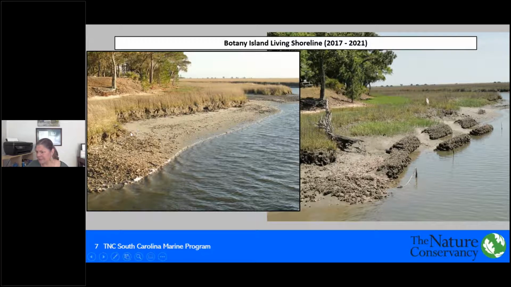And you can see those differences here, where this is the marsh escarpment edge where the erosional pattern was occurring. And then this after picture in 2021 actually shows the new sediments that are in here with the vegetation growing in the new area.